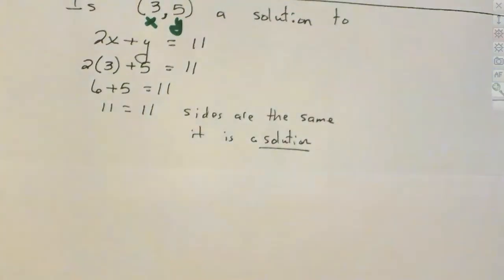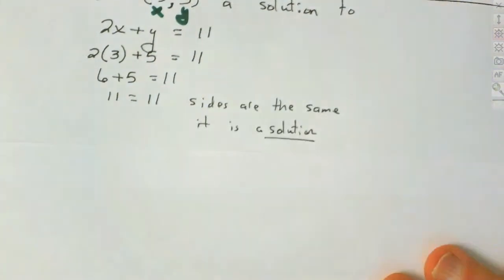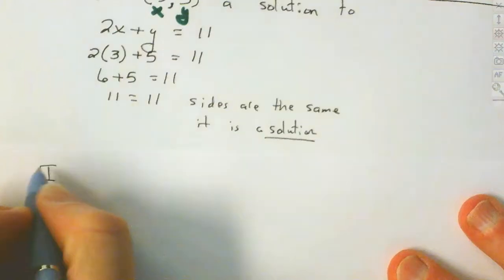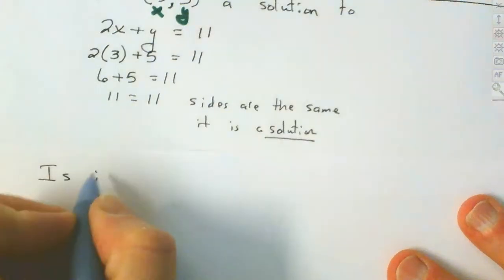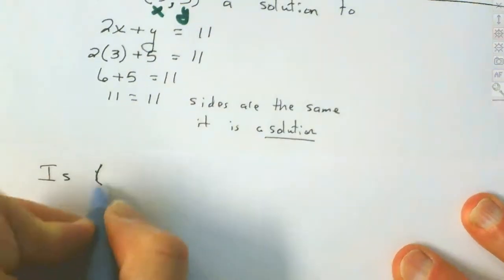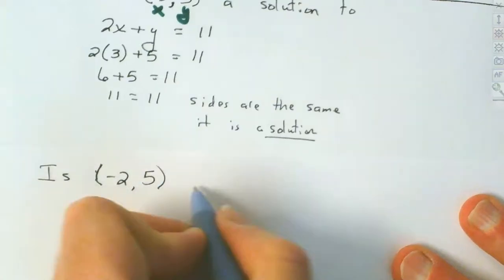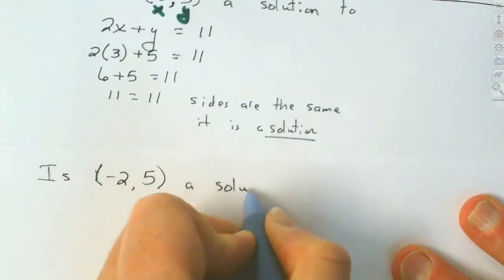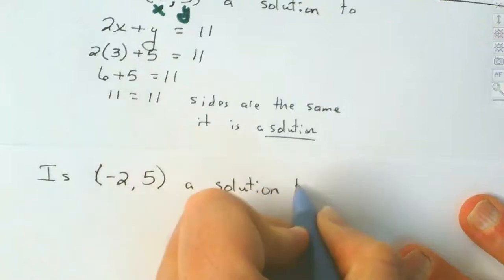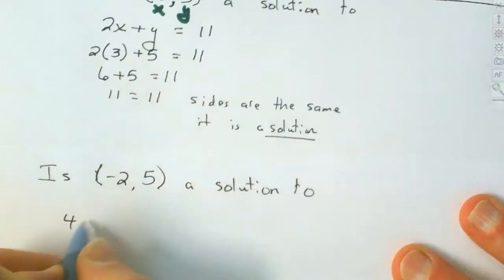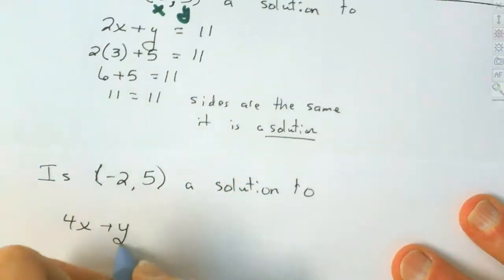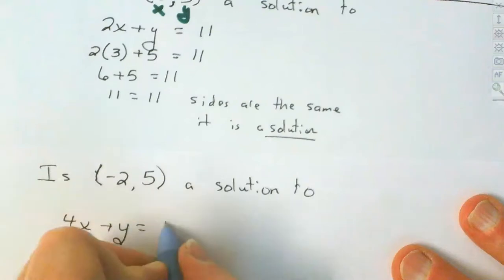Okay. So that one was a solution. Now I'm going to give you one that is not a solution, and we'll see why. So let's see if this one is a solution. Is (-2, 5) a solution to 4x + y = 12?